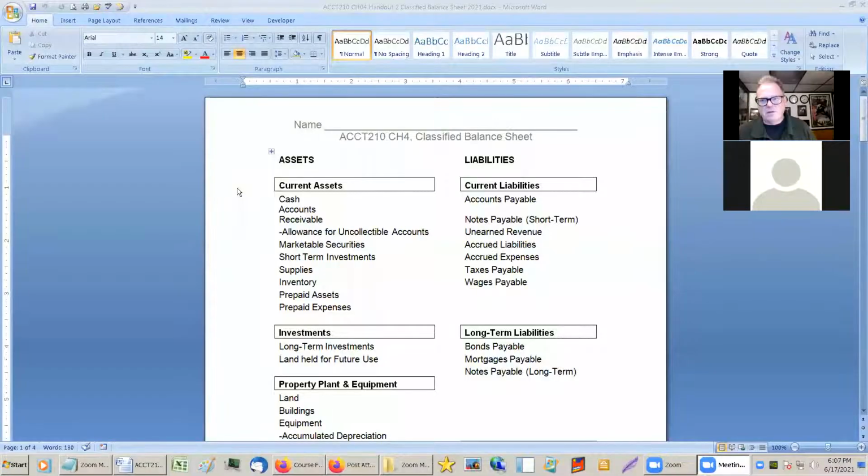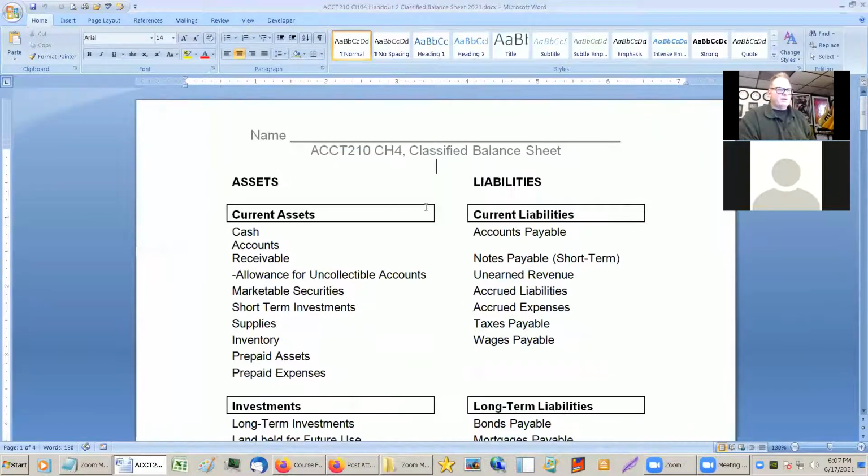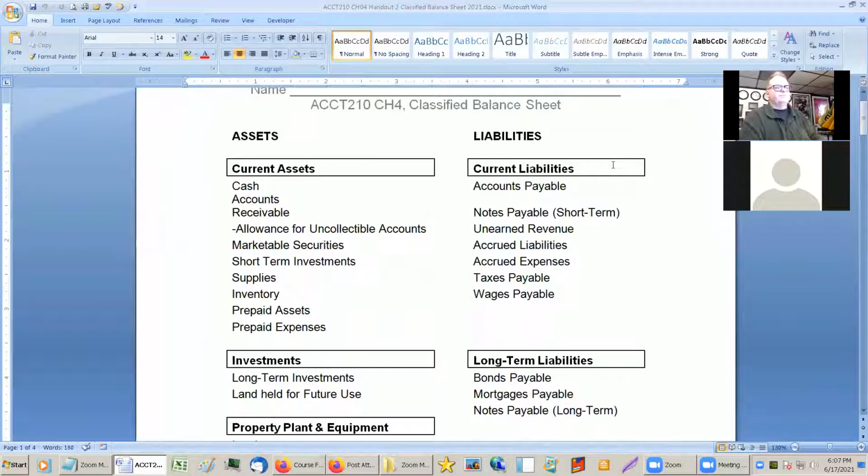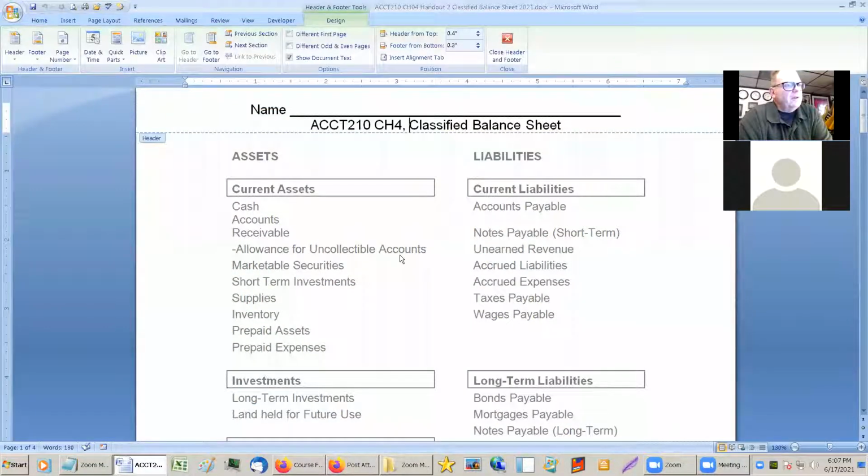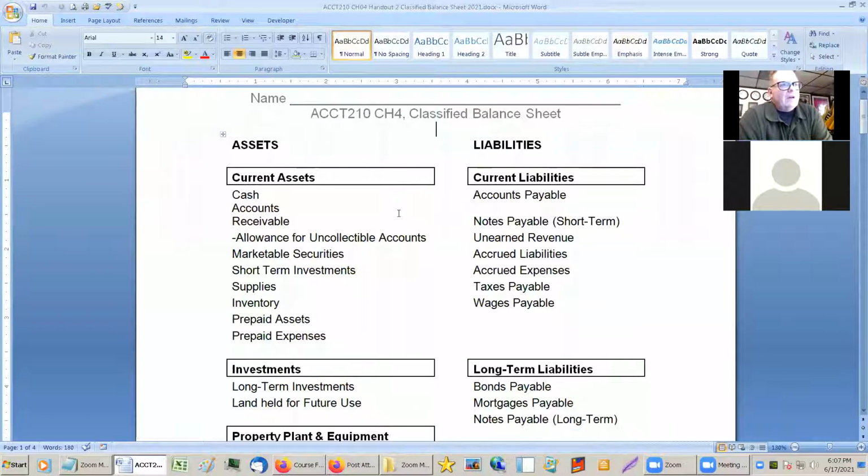And I got to pull up the. Okay. Hopefully everybody has the. I gotta move this thing. Chapter 4, classified balance sheet. This is handout 2. I should put that on here. I should put handout 2 on it. Okay.